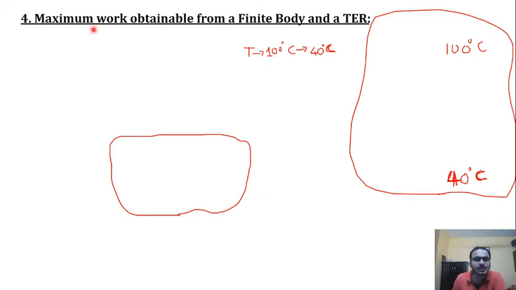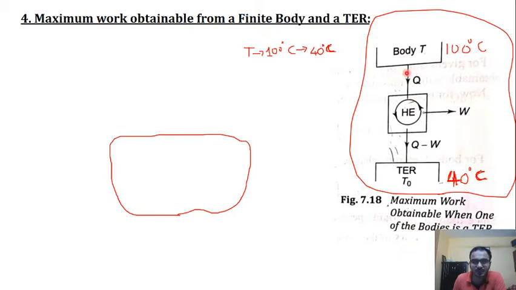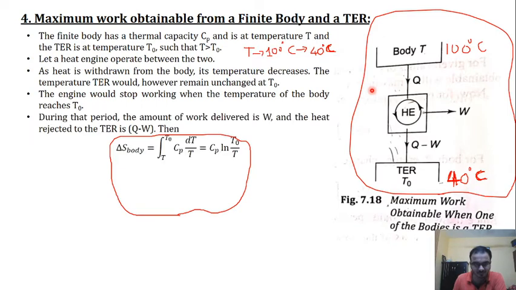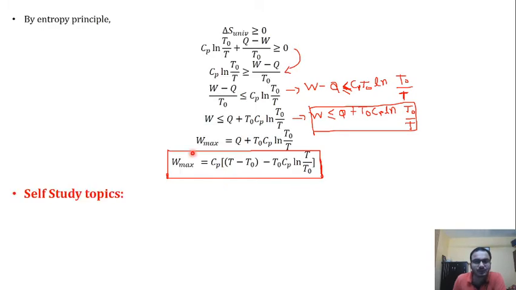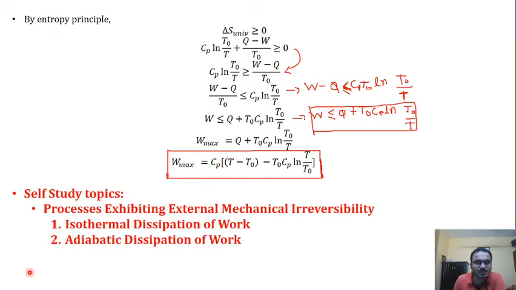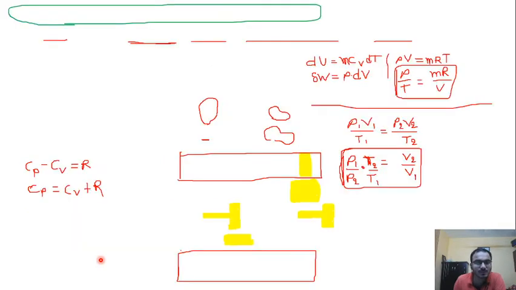The fourth application is maximum work obtainable from a finite body and a TER. TER means thermal energy reservoir. Here also we applied the same process and we obtained the value of Wmax. I gave you a few topics for self-study and I hope you have done this by yourself now.